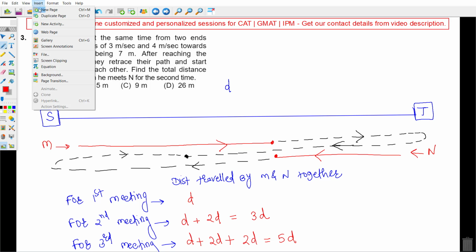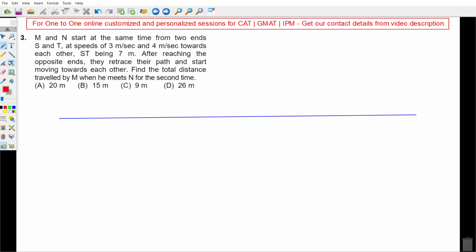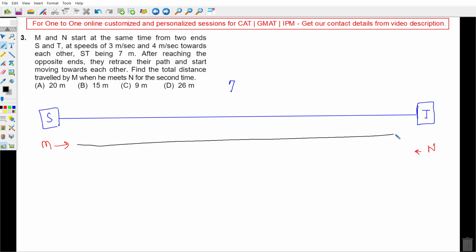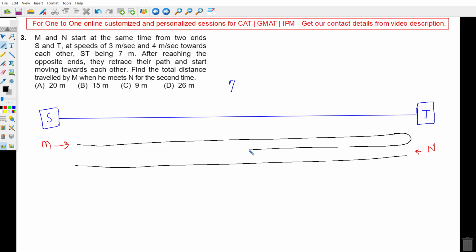Let's have a look at the question now. Let's read the question again. Over here this point is S and this point is T, and this distance is equal to 7 meter. So M is going to start from point S, N is going to start from point T. First of all, M will go till T and N will also go till S. After that they are going to take a U-turn, and let's say they will be meeting here.